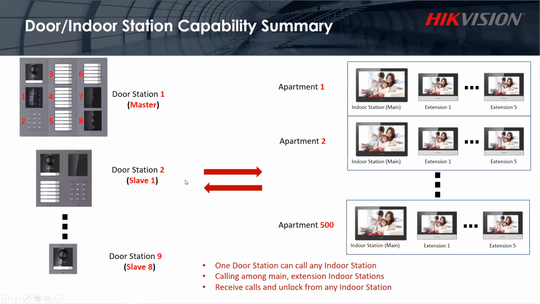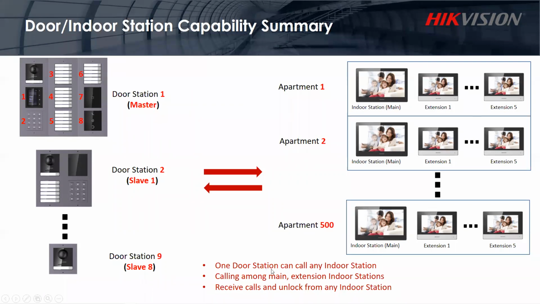All right. A quick summarizing of everything. So here we have the door station, up to 9 door stations, 1 master door station, the rest will be slave. The camera here for the master door station will be the main unit for all my system. And on the right hand side, you can see here apartment 1 up to apartment 500. Each apartment can be connected to 5 extensions per apartment.